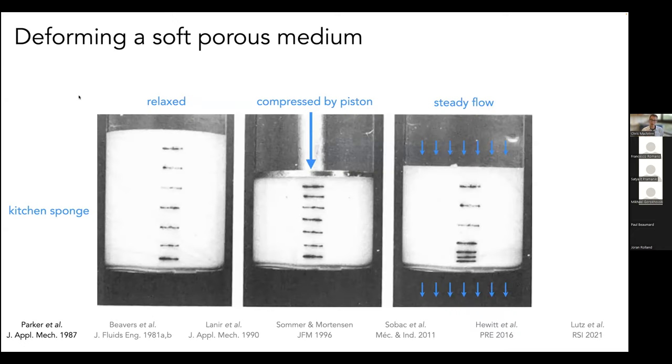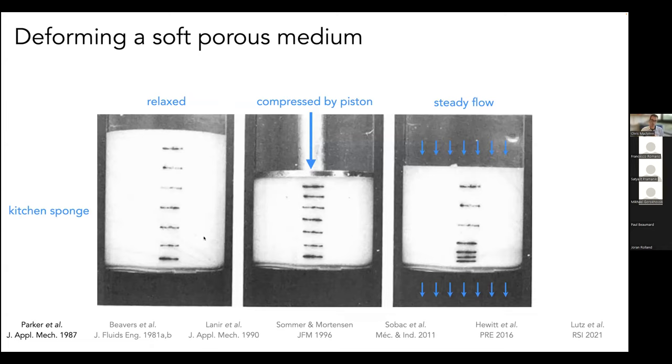So this is my favorite example of a soft porous medium. This is a piece of a kitchen sponge. It's a cylindrical core of a kitchen sponge, and you're looking at it from the side. What the researchers have done here is they put it in a transparent tube. So this is the tube vertically here. And there is a rigid metal mesh down here on the bottom, which allows fluid to pass through, but doesn't allow the sponge to pass through. So there's like a zero displacement condition down at the bottom.